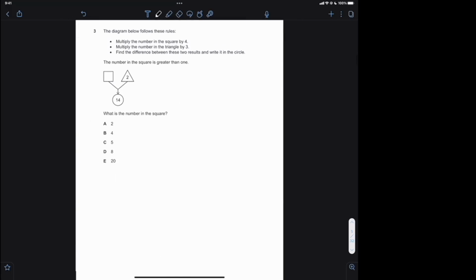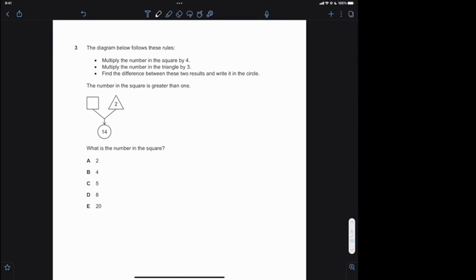All right, so question 3. The diagram below follows these rules. Multiply the number in the square by 4, multiply the number in the triangle by 3, and then find the difference between these two results and write it in the circle. Okay, so we know that the number in the square is greater than 1.